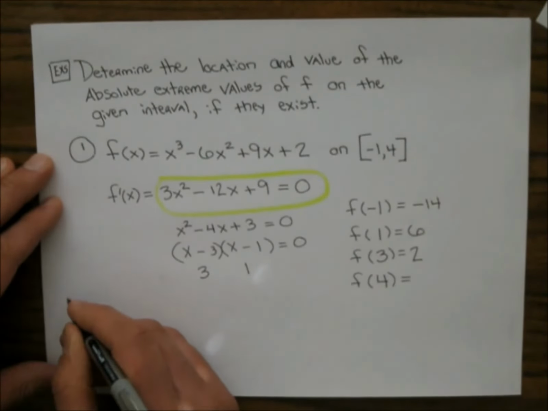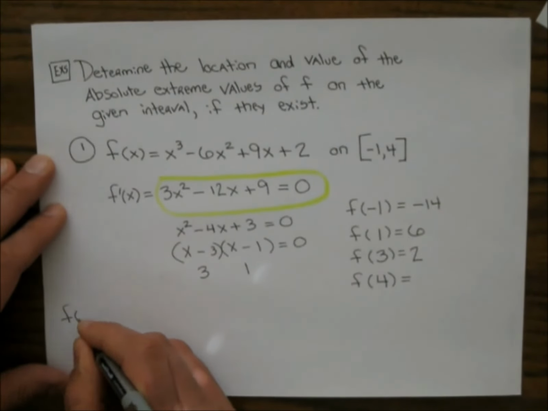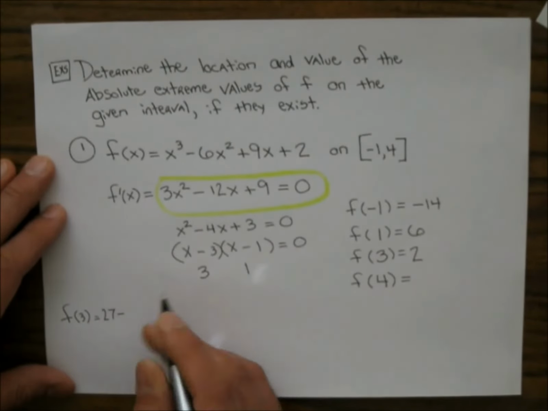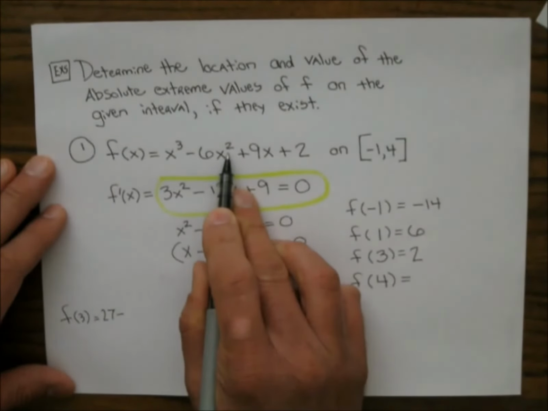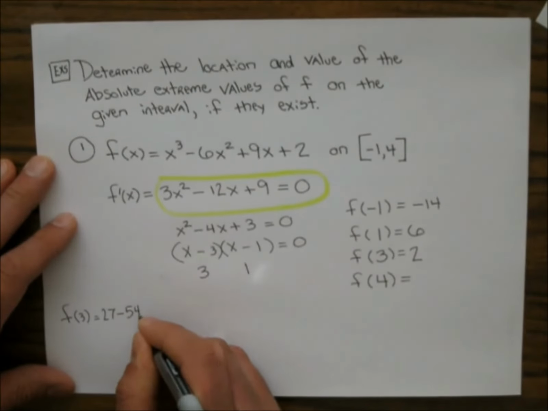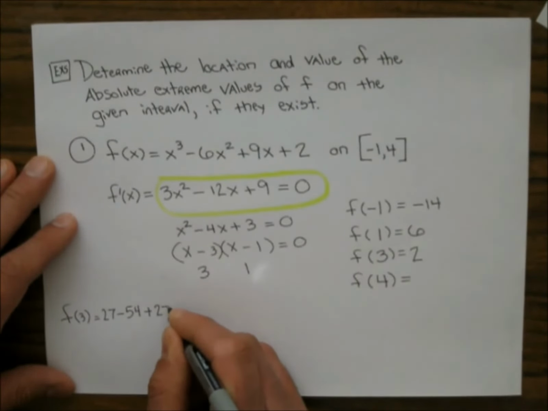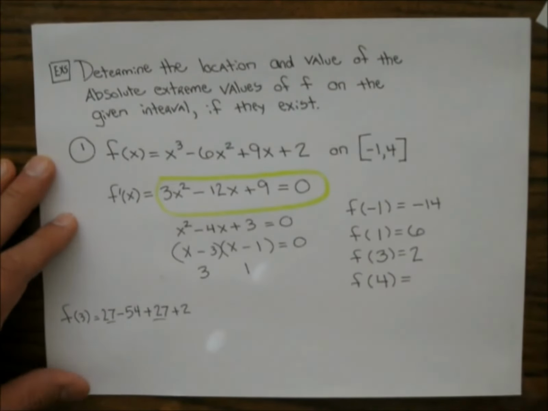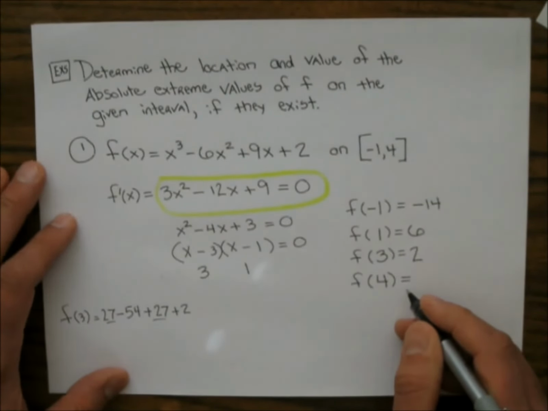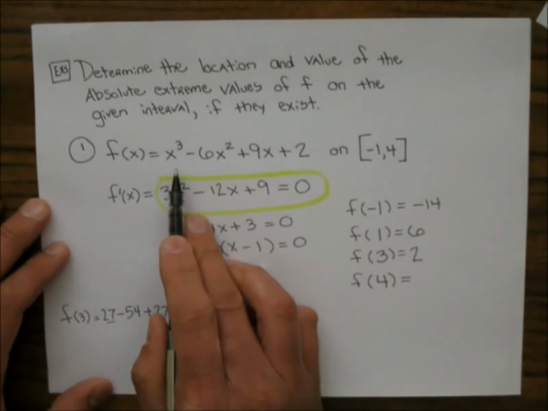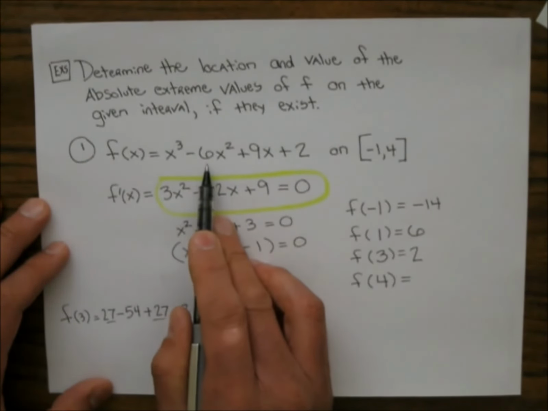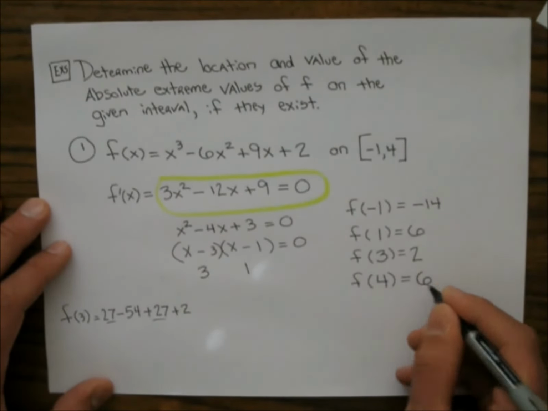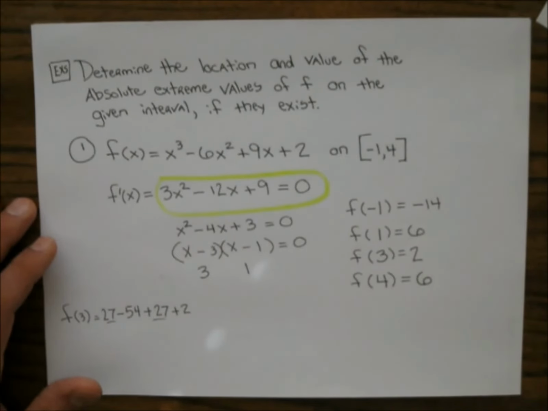So what happened, f of 3, if you're wondering. That was 27 minus 9 times 6, so minus 54 plus 27 plus 2. And 27 plus 27 is 54. So yeah, there it is. And f of 4 is going to be even more traumatic. 64 minus 6 times 16 plus 9 times 4 plus 2. I ended up getting 6 on that one.